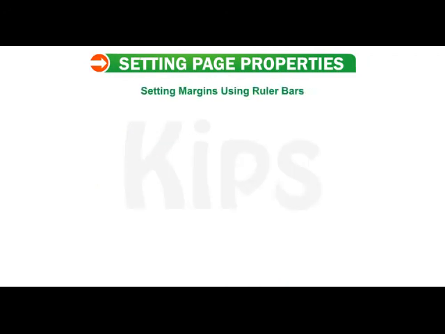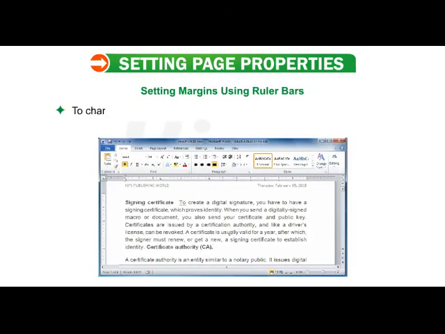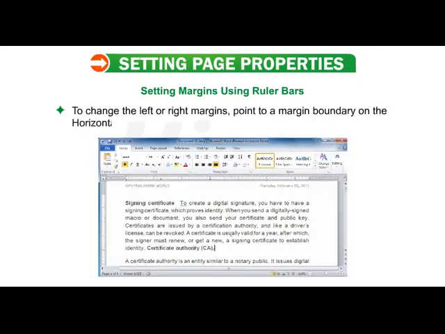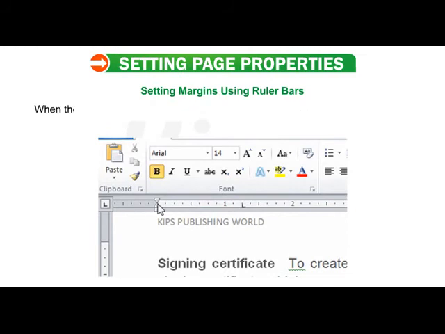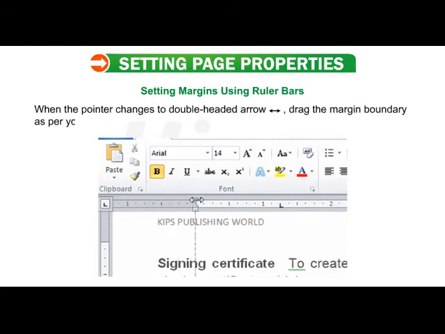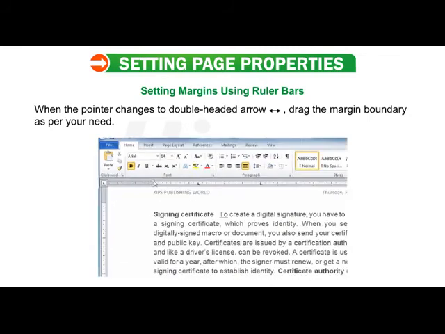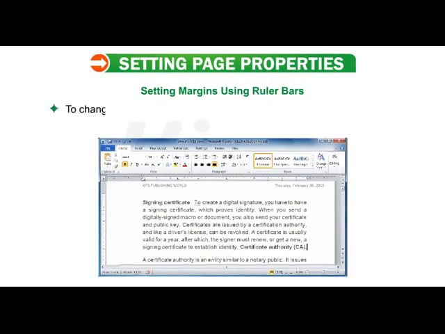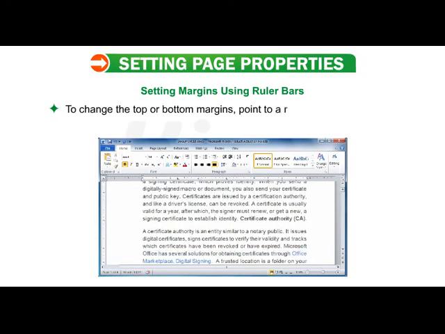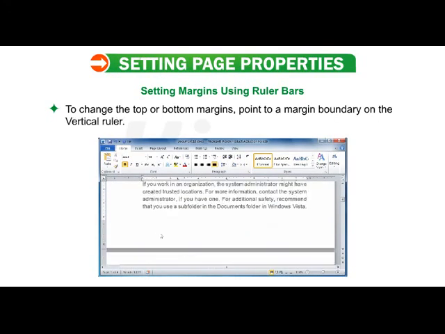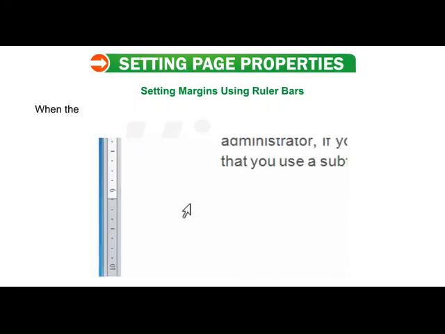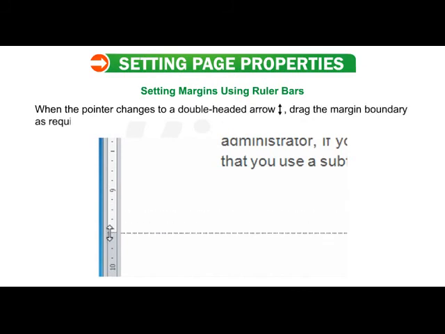Setting margins using ruler bars. To change the left or right margins, point to a margin boundary on the horizontal ruler. When the pointer changes to a double-headed arrow, drag the margin boundary as per your need. To change the top or bottom margins, point to a margin boundary on the vertical ruler. When the pointer changes to a double-headed arrow, drag the margin boundary as required.